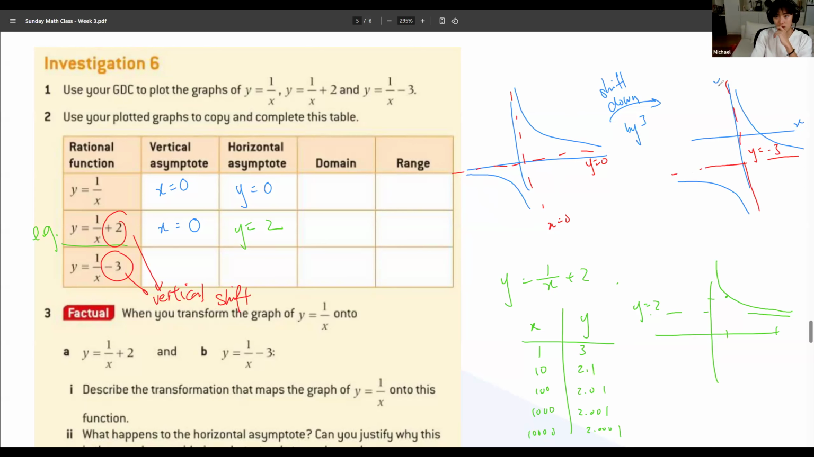Does that make sense? Yeah. So you're moving everything down. And it is shifting down by 3 units because you have y equals 1 over x minus 3. The -3 goes directly to the right-hand side. It means you're moving the whole thing down.